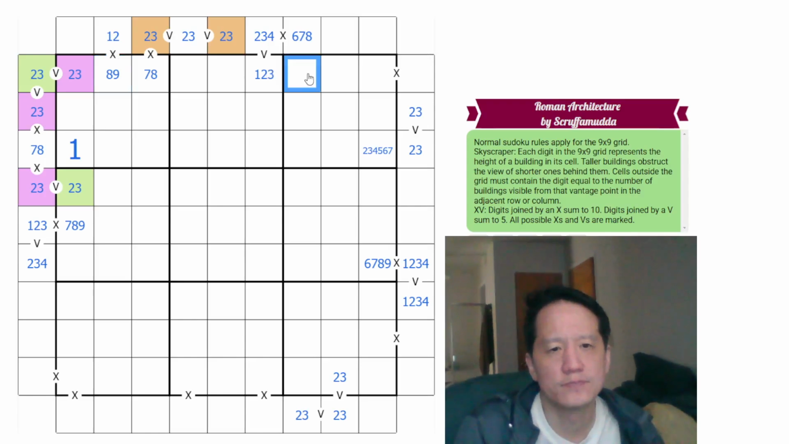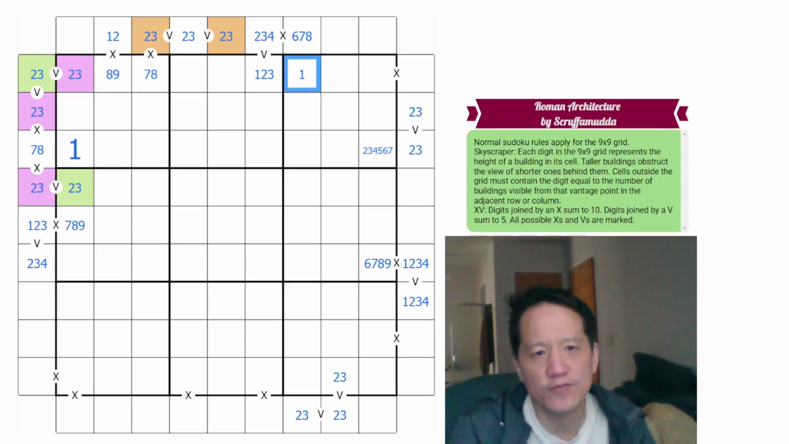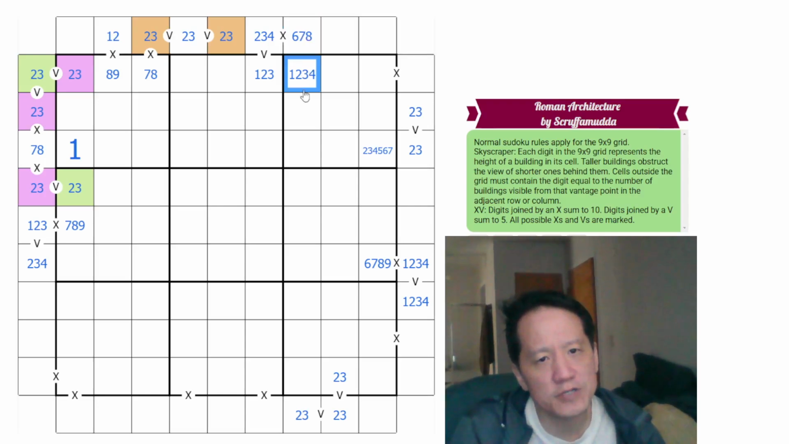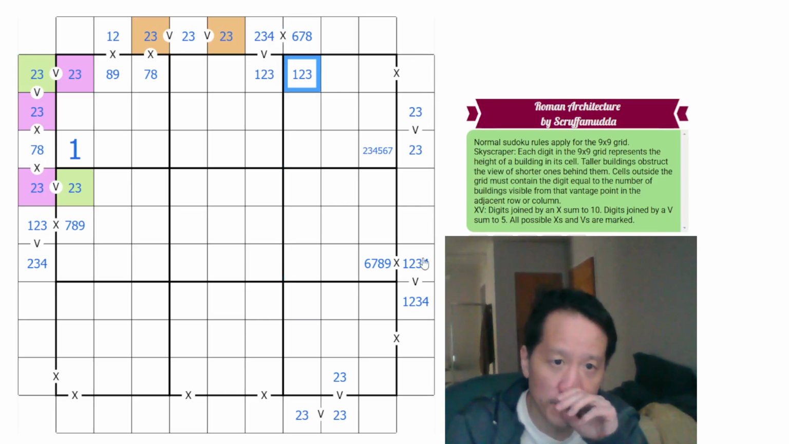This could see 6. So this is 1 through 4, right? If this is 6, oh wait, no. If this was 4, well, it could be 4. No. If it's 4, it can only see 6 at most, and therefore this would have to be 6, which is not possible. So this can't be 4.